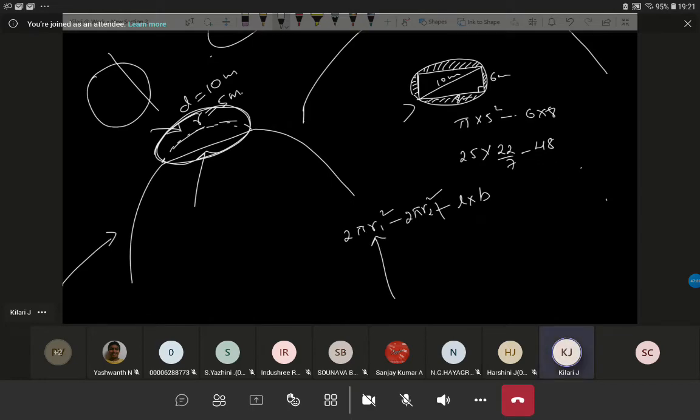2πR1 square is the CSA of the dome. This 2πR2 square is the curved surface area of the small hemisphere on the top, which we cut. After cutting that, we get a flat, rectangular surface at the top. I am adding that here.